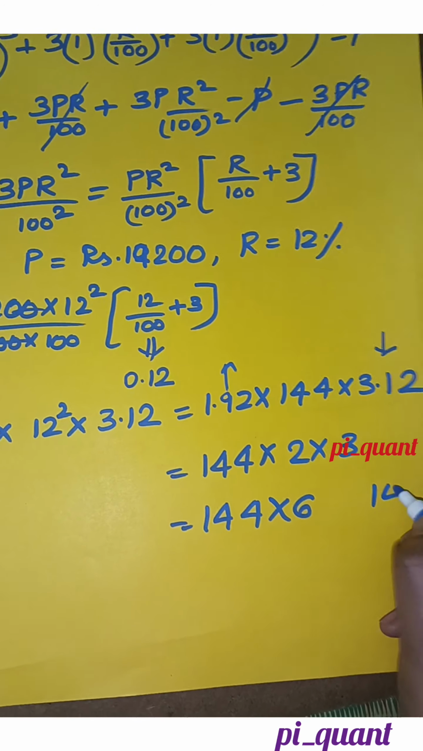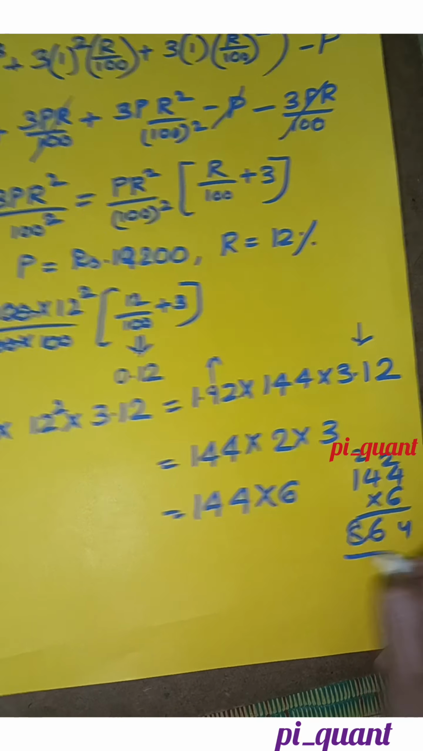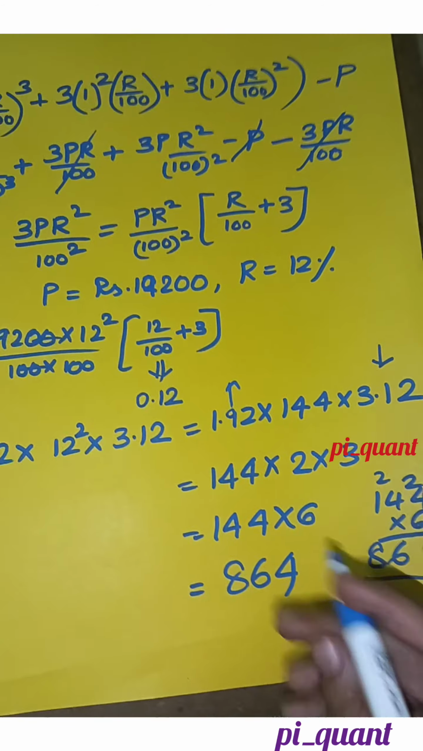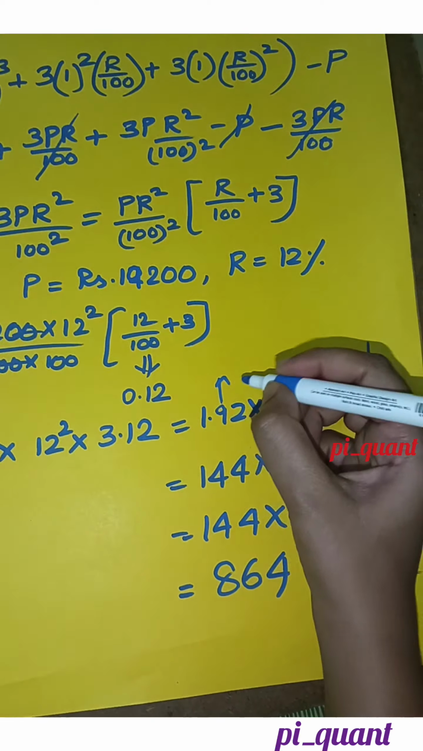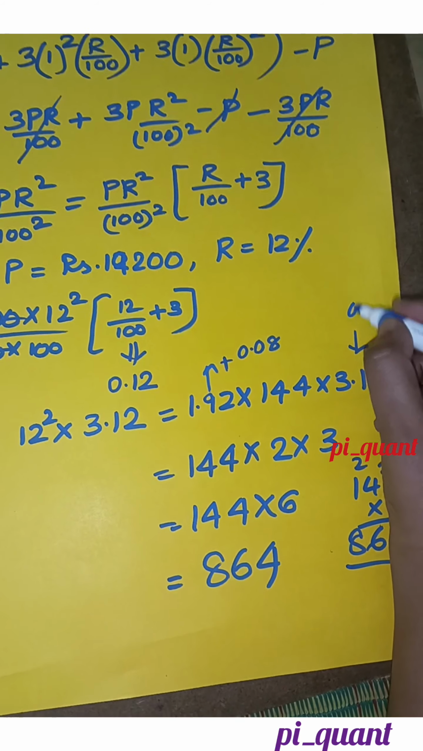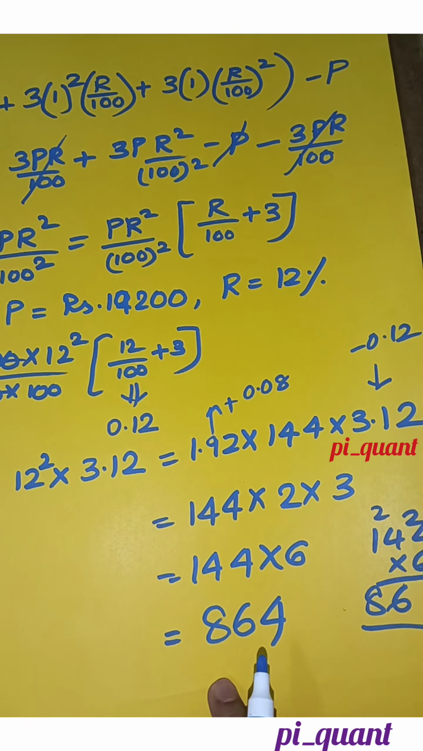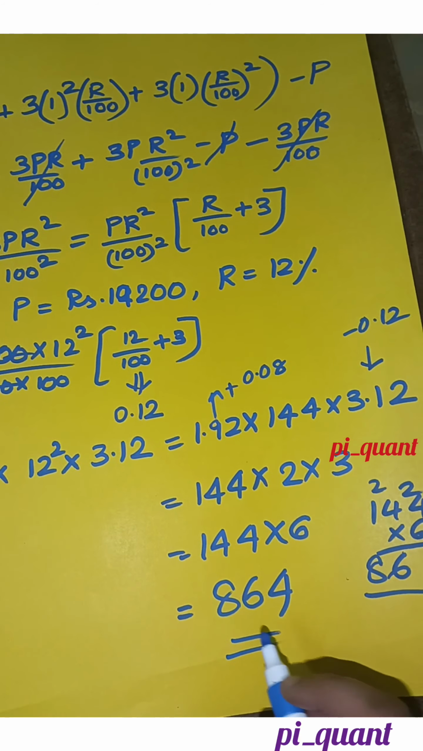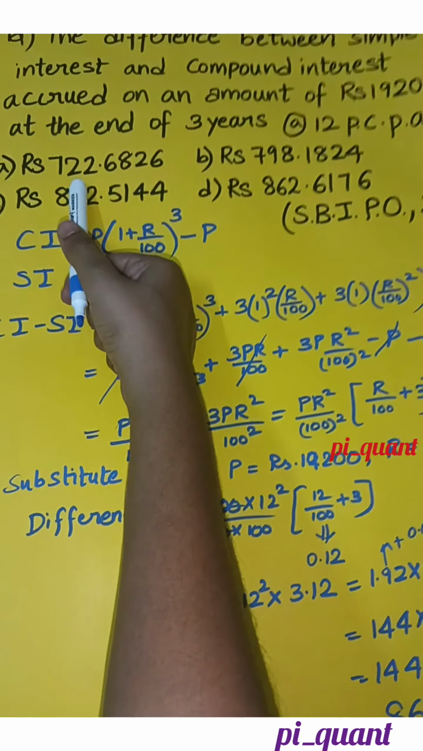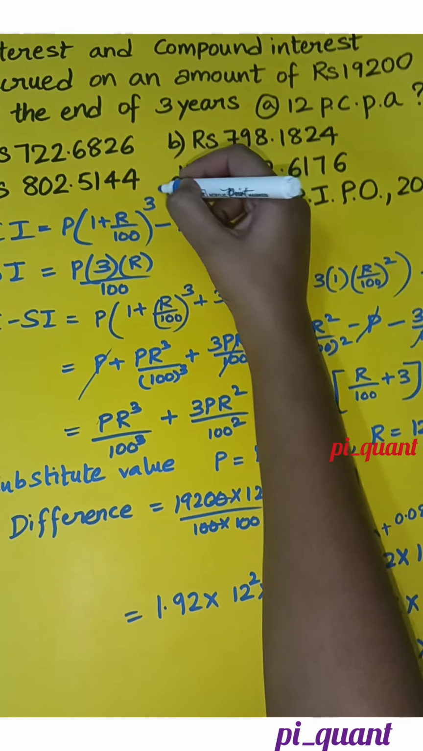144 into 6 is nothing but, approximately we got 864, because we have increased one value by 0.08 and the other value we have decreased by 0.12. So that is how we have got this approximate value as 864. So if we look at the options here, 722 no, 798 no, 802. So option D is the right option.